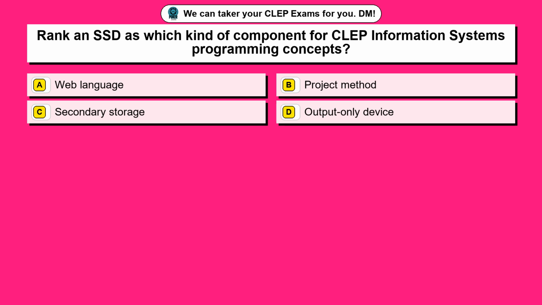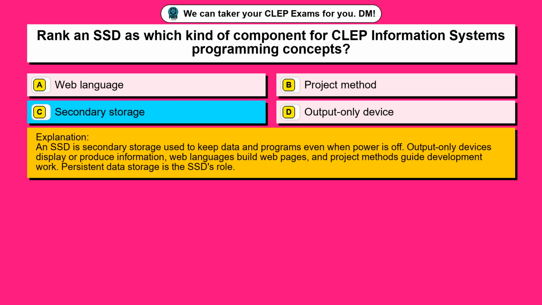Question 53. Rank an SSD as which kind of component for CLEP Information Systems programming concepts? Option A, web language. Option B, project method. Option C, secondary storage. Option D, output-only device. The correct answer is option C, secondary storage.